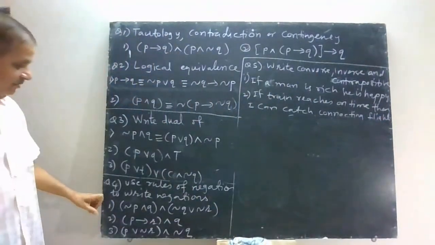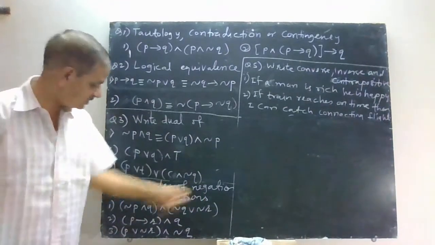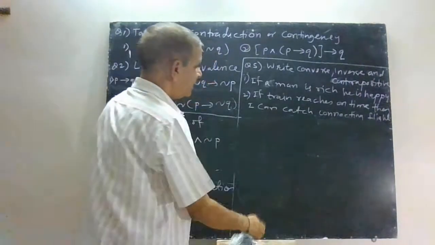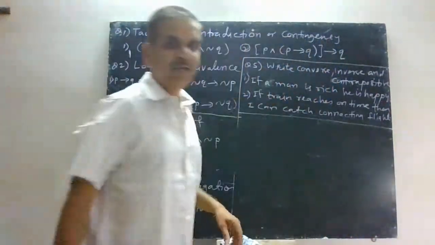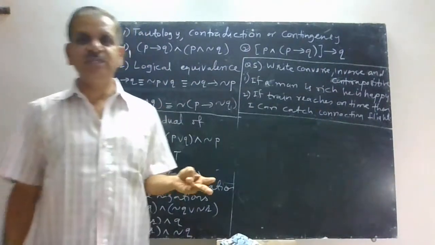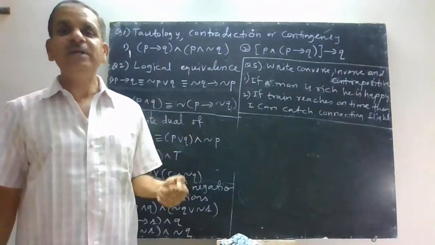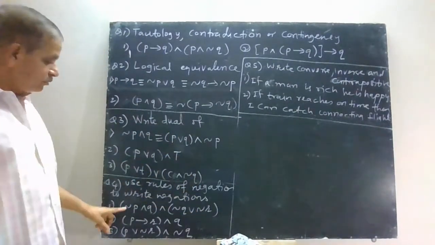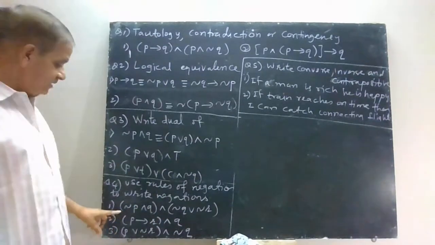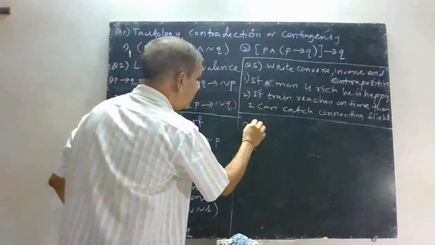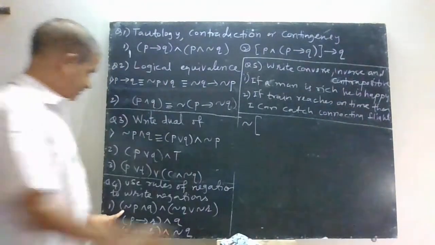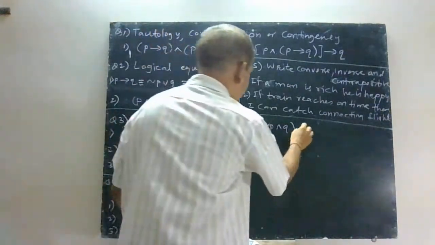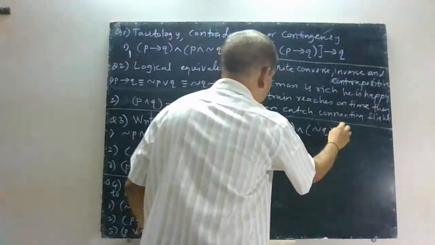And now the last type of problem: use rules of negation to write the negations of the following. Do you remember the rules of negation? There are 5 rules of negation: negation of conjunction, negation of disjunction, negation of negation, negation of implication, and negation of biconditional or double implies. Now you have to use those rules to write down the negations of the given statement. The given statement is negation of P and Q in brackets, and negation of Q or negation of R.